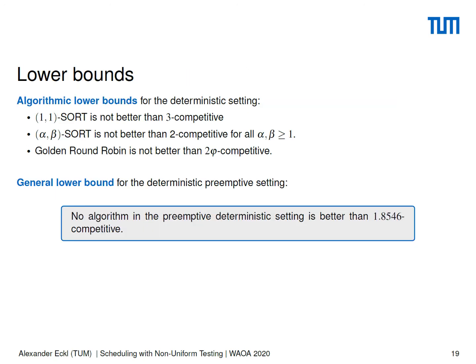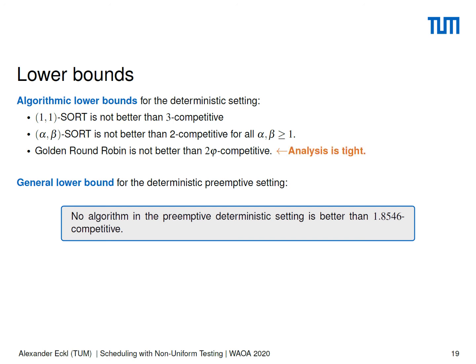I have already talked about the algorithmic lower bounds for the 1-1 sort and alpha-beta sort algorithm. In our paper, we additionally prove an algorithmic lower bound for the golden round-robin algorithm, and that it is not better than 2-phi competitive. Since we have also proven that it is actually 2-phi competitive, this means that the analysis of golden round-robin is tight.